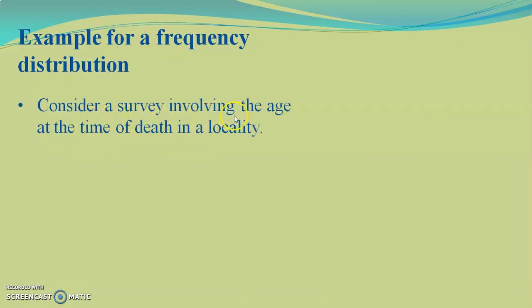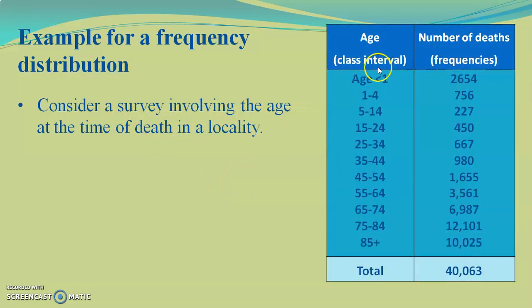Consider a survey involving the age at the time of death in a locality. Here, this column represents the age and it has so many class intervals, and this column represents the number of deaths. Number of deaths, you have to listen to it carefully. So frequency of the death, or the death frequency. Here you can see the examples.